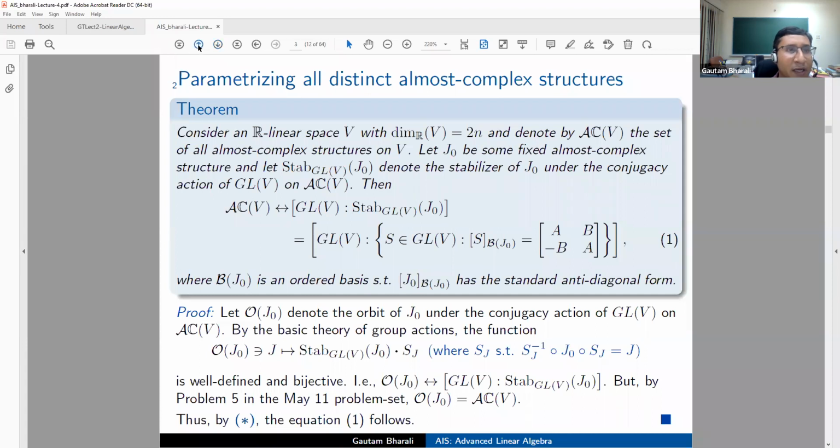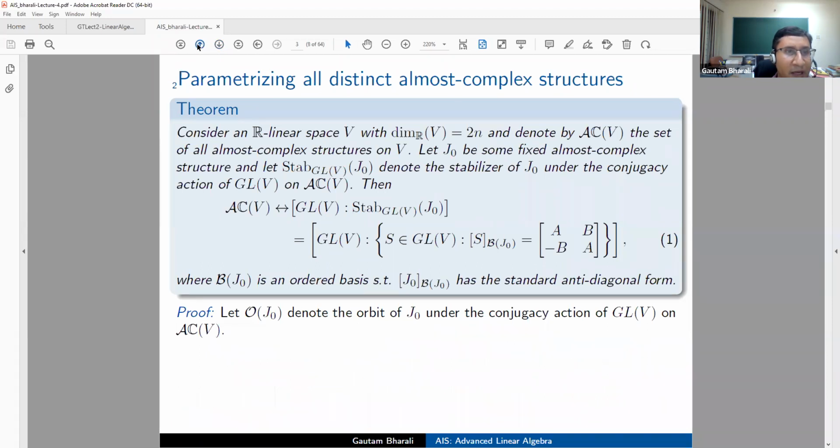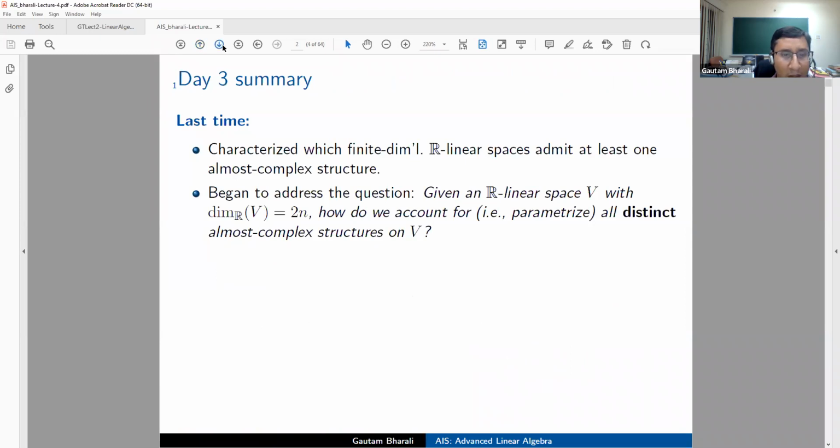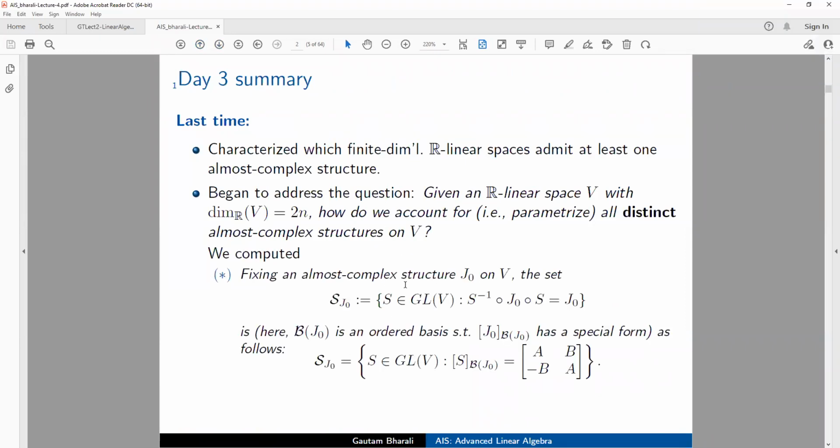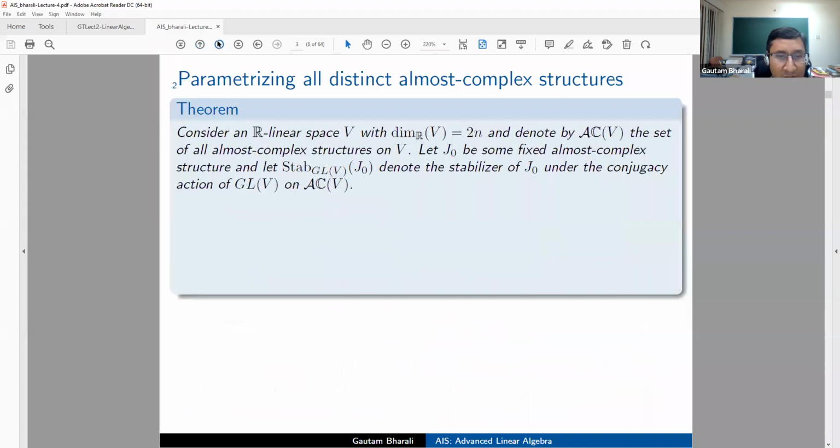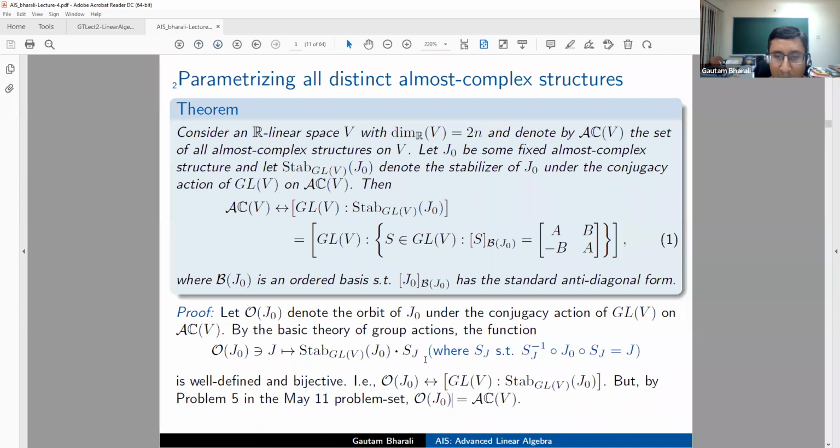So what do I mean by star? Let's look at what star is. Let's go back to the previous slide. So star is this problem we had solved in the last 15 minutes of the previous lecture. So this was an actual stabilizer computation. So that's what I mean by star. So this statement transforms to the space of all almost complex structures is in one-to-one correspondence with the set of cosets. But star gives us an exact stabilizer computation, and that gives us this last line.